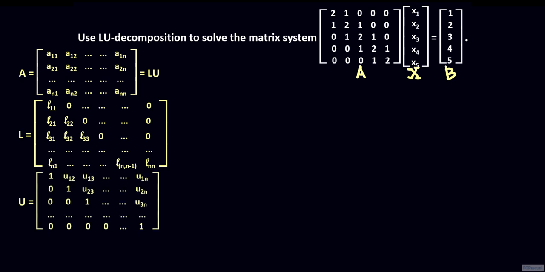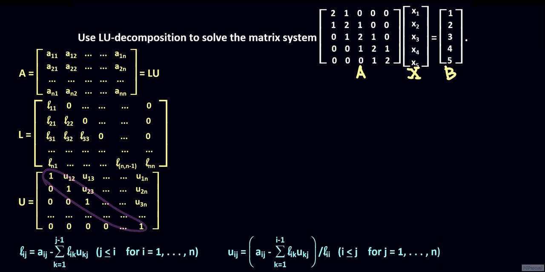We are also assuming that the main diagonal of U is composed of ones. Then the components L sub ij and U sub ij of L and U respectively, at least the non-zero ones, are given by these formulas. It is worth noting that when i equals j, U sub ij, or U sub ii, ends up being 1 under this formula for U sub ij.